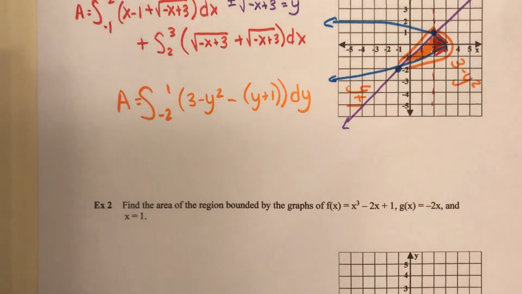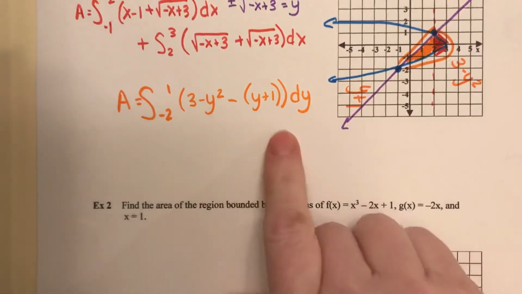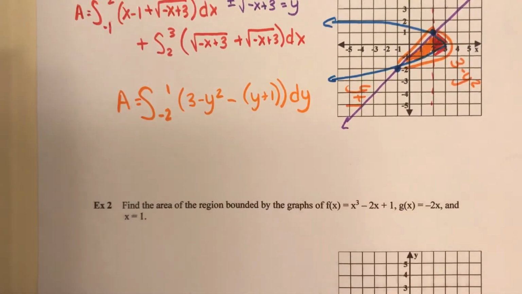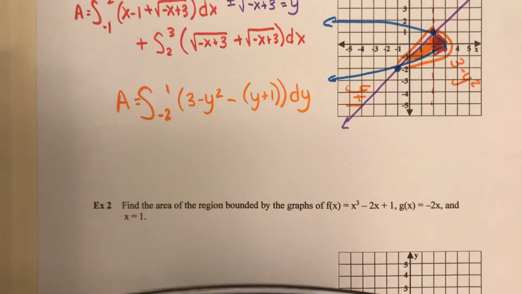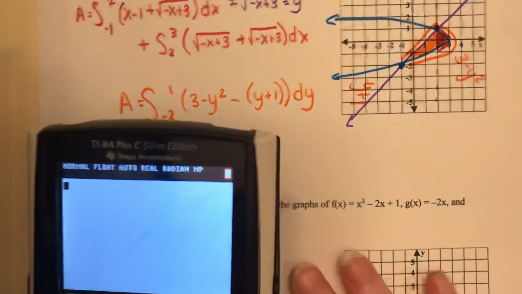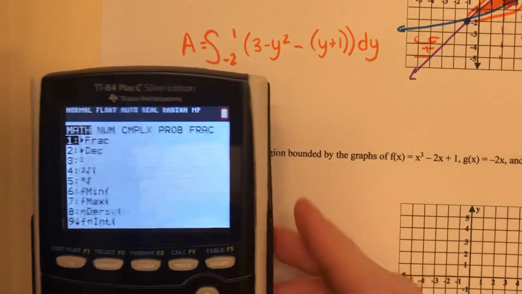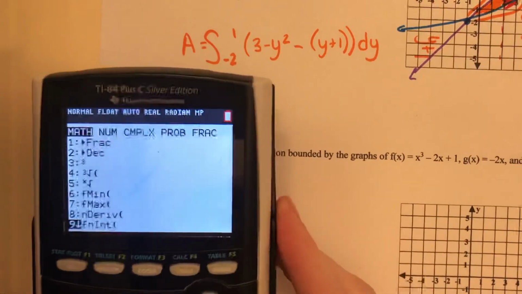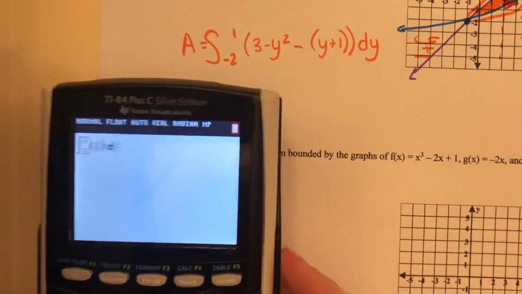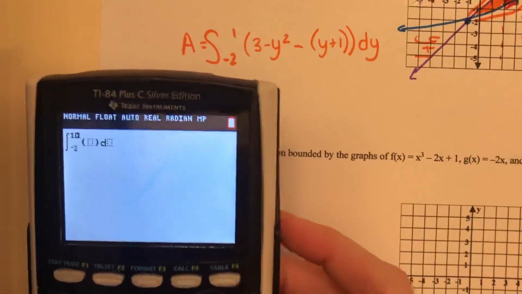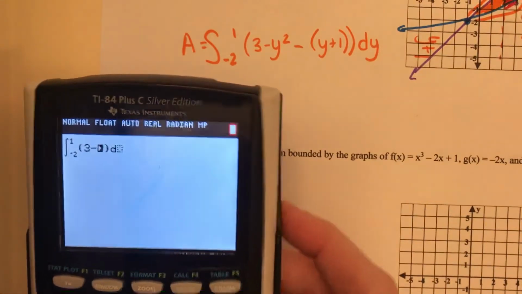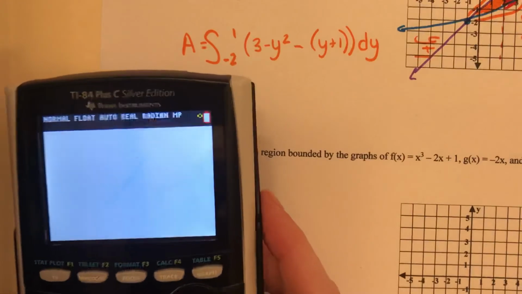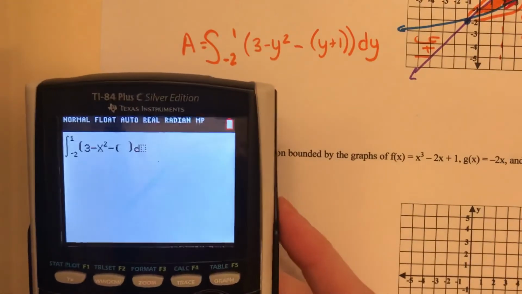Now the great thing about using our calculators, we don't have to use our calculator. We could take the integral of this pretty easy, just working from left to right. But I just want to show you something on your calculator as well. Your calculator doesn't know what variable you're using. So when we plug this in our calculator, I can still use x. My calculator doesn't know it's really a y. So I'm going to go to math, down to integral number 9, and I'm going to plug it in exactly how I see it, -2 to 1. And I've got 3, and I'm going to use x, 3 minus x squared minus x plus 1.